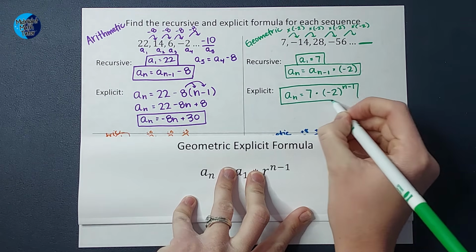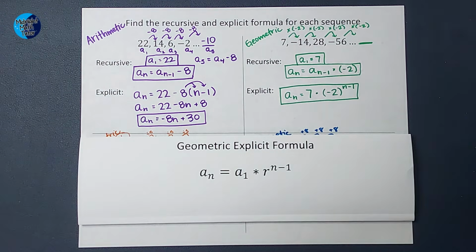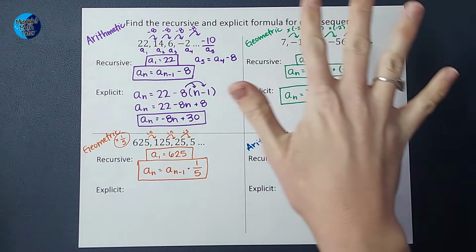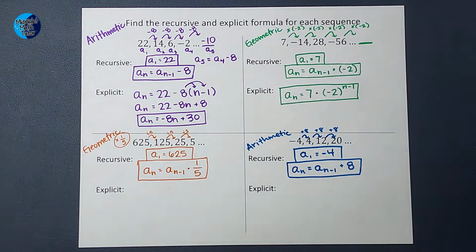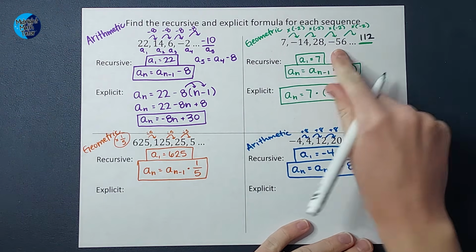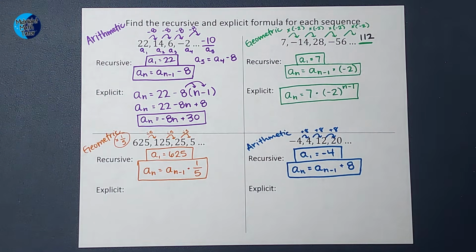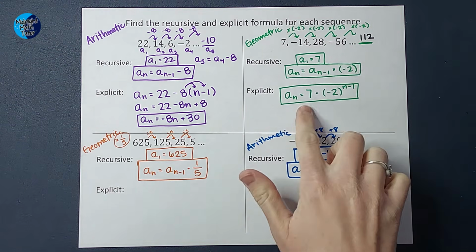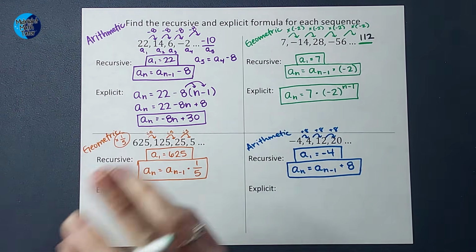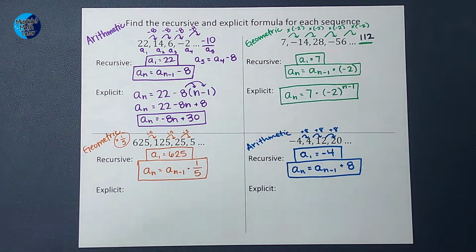Let's go ahead and check it and make sure. If I were to just figure this out by continuing the pattern, then my next number would be 112, right? -56 times -2 would give me 112. And let's make sure that when we plug it into this formula, I get that. So if I want to find, hold on, I want to use black.